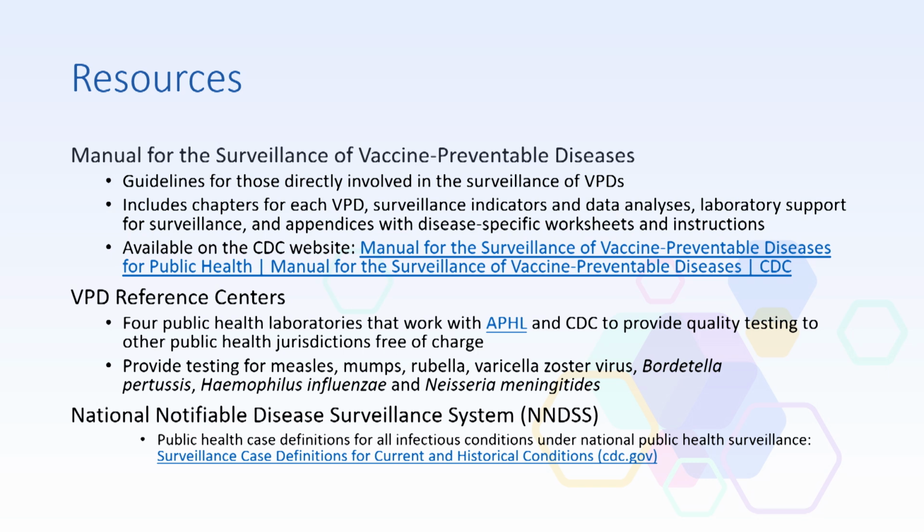Secondly, the VPD reference centers are those 4 public health laboratories that were mentioned earlier. The information about the reference centers can be found on the web address shown on this slide. Third, the link to the NNDSS webpage that contains the public health case definitions for all infectious conditions under National Public Health Surveillance is included on this slide as well.